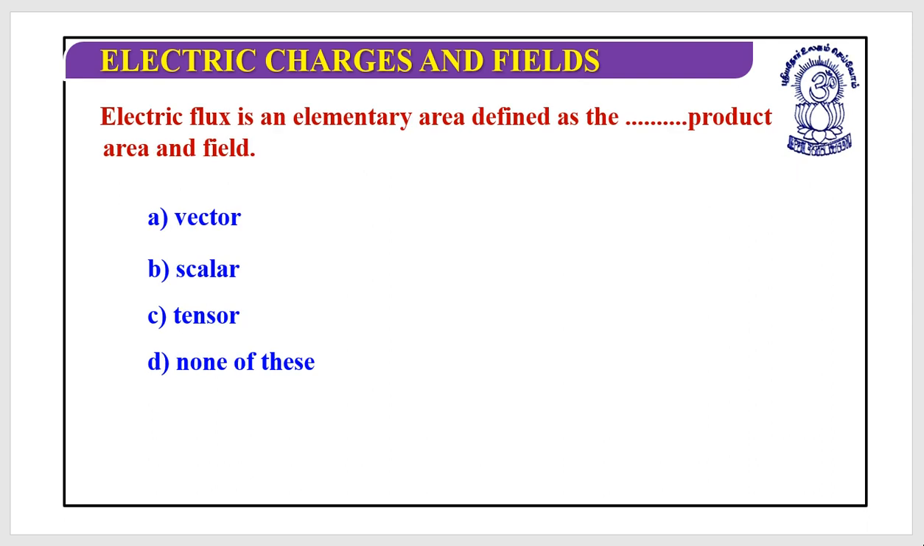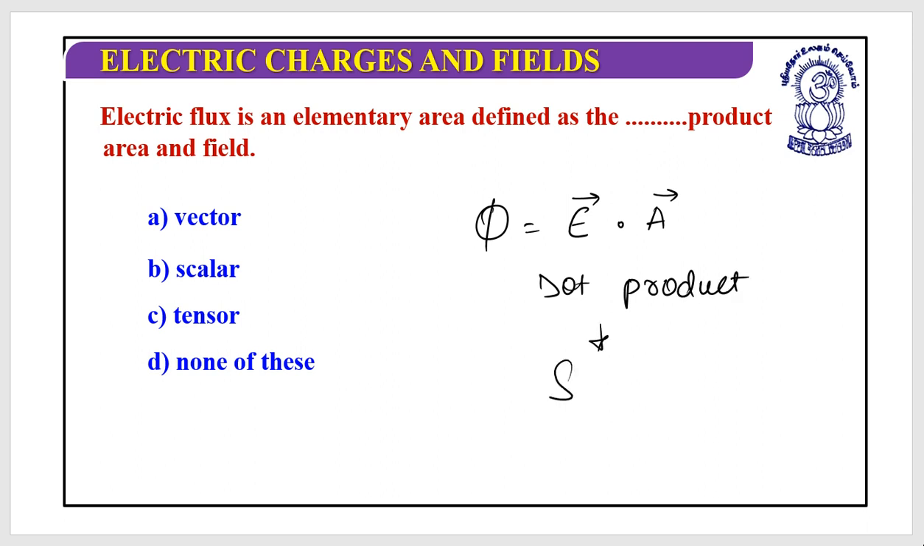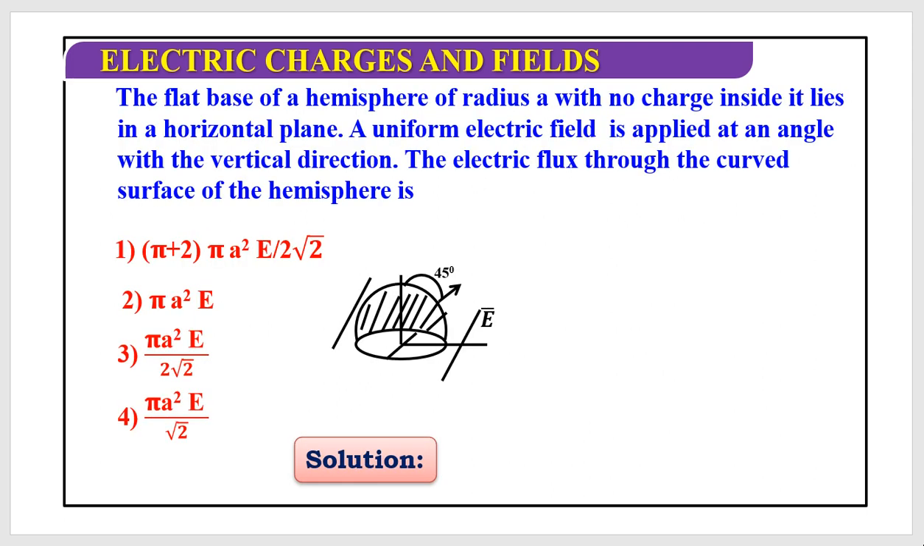Very quick. Electric flux through an elementary area is defined as the blank product of area and the field. To remember the relation, phi is equal to E dot A. It's a dot product. When we say dot product, it is a scalar multiplication of two vectors. So the correct answer should be a scalar. Yes. Next, go through this.